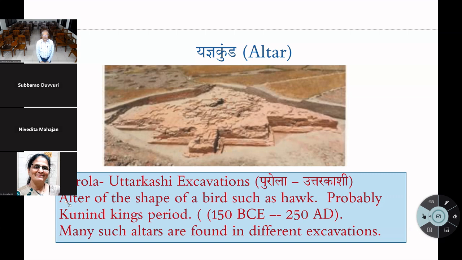An altar of the shape of a bird such as a hawk or eagle. This is probably from the Kuninda kings' period. These kings were during the period 150 BCE to 250 AD. In those times some yajnas were done, and this is an excavation of a yajna kunda or altar. So these are various shapes, different shapes for altars in those times, and in different excavations many such altars were actually found.